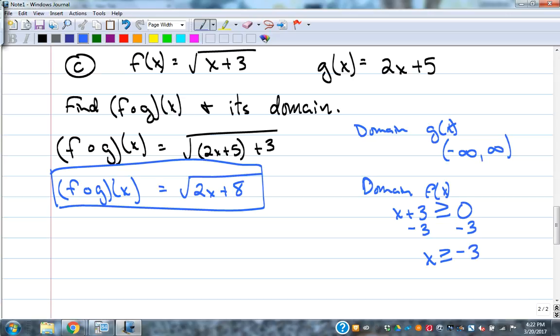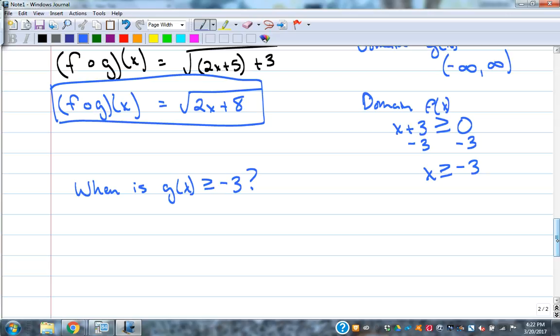So what we need to know is when the second function is fitting that. So when is g of x greater than or equal to -3? That's going to be our composite function domain. So we set 2x plus 5 greater than or equal to -3 and solve it.